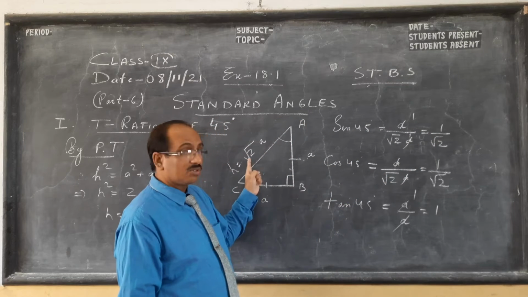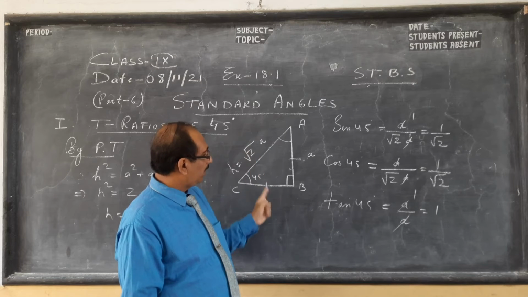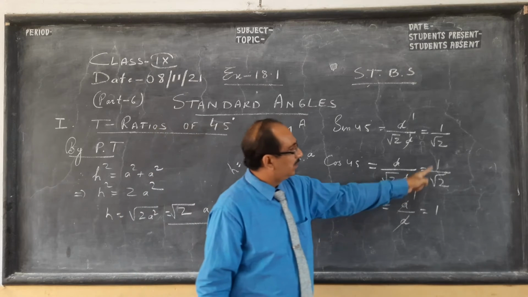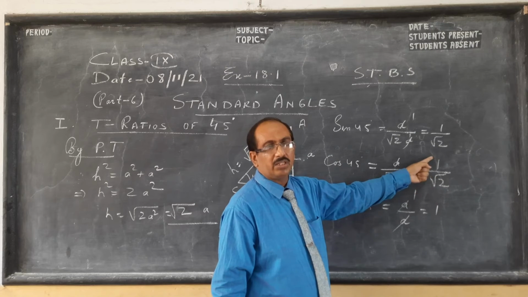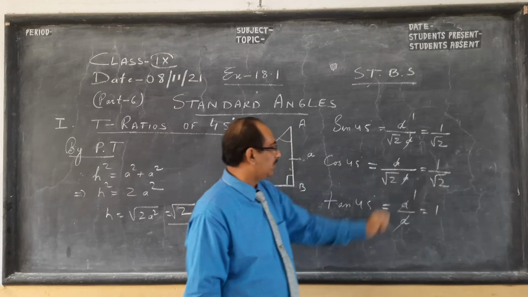Sec, this by this is cos, this by this is sec. So root 2a by a, it will be root 2. Just do the reciprocal. Numerator becomes denominator, denominator becomes numerator.